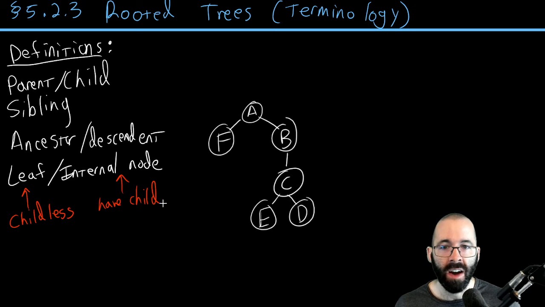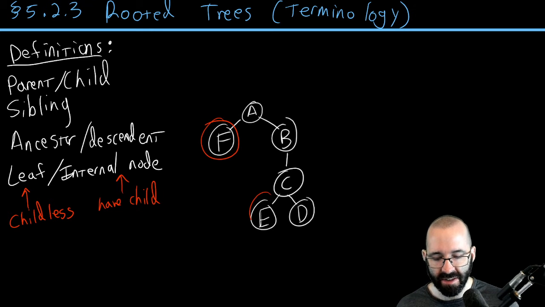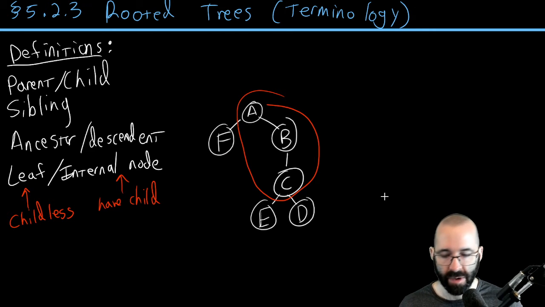And then if you are not childless, then you are an internal node. So some of you are internal nodes. Right, these are all leaves: F, E, and D. And the other ones are internal nodes because they all have children.